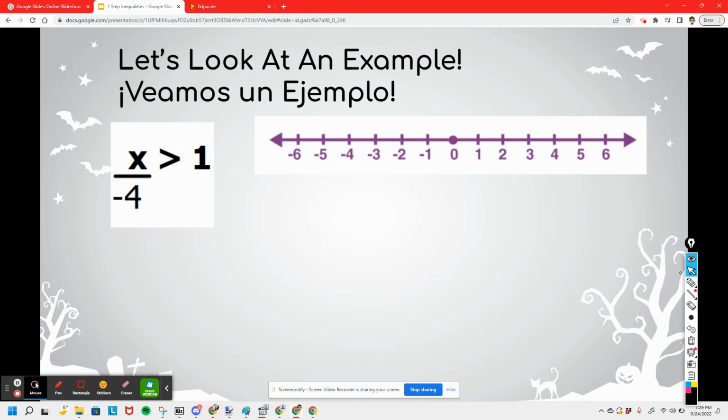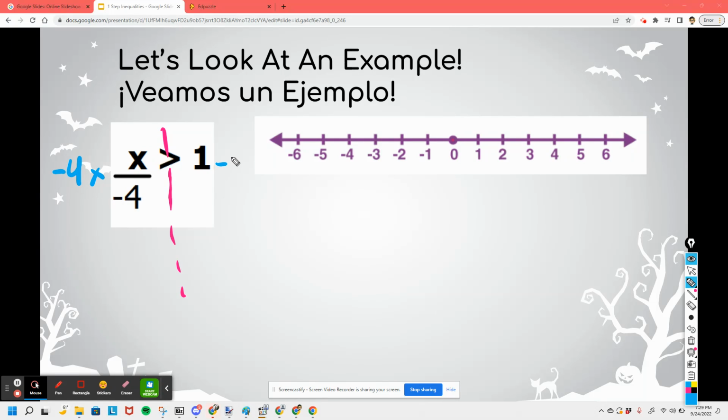Let's take a look at this one. So make our line. Opposite of division is multiplication. So we're going to multiply both sides by -4. Now here's the thing.